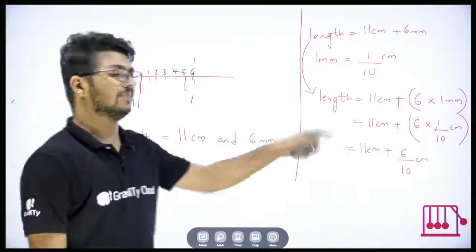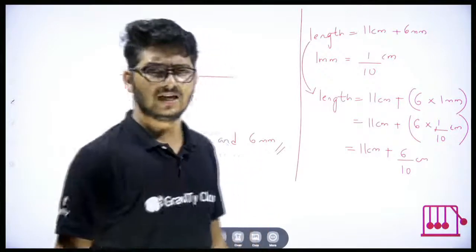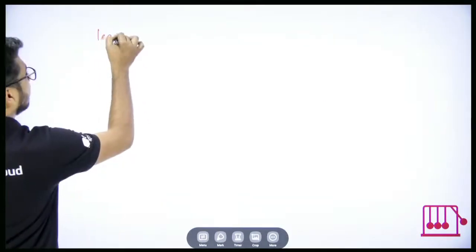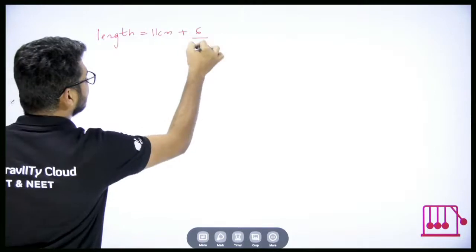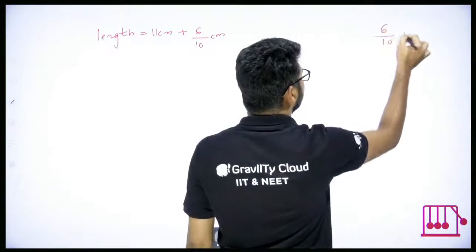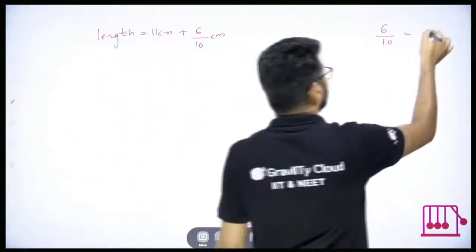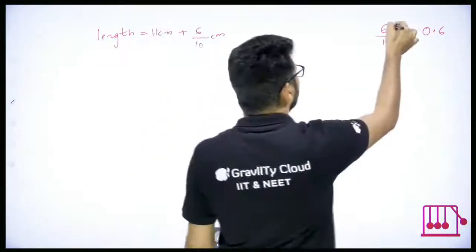Okay. Now from here on you can take decimals or fractions. I'll take decimals because they are easy. Yes or no? Right? So I'll just write that down here itself. We got length is equal to 11 centimeter plus 6 by 10 centimeter. Now how do you write 6 divided by 10? Anything divided by 10, you can write it in terms of decimals as 0.6. Just shift it 1.